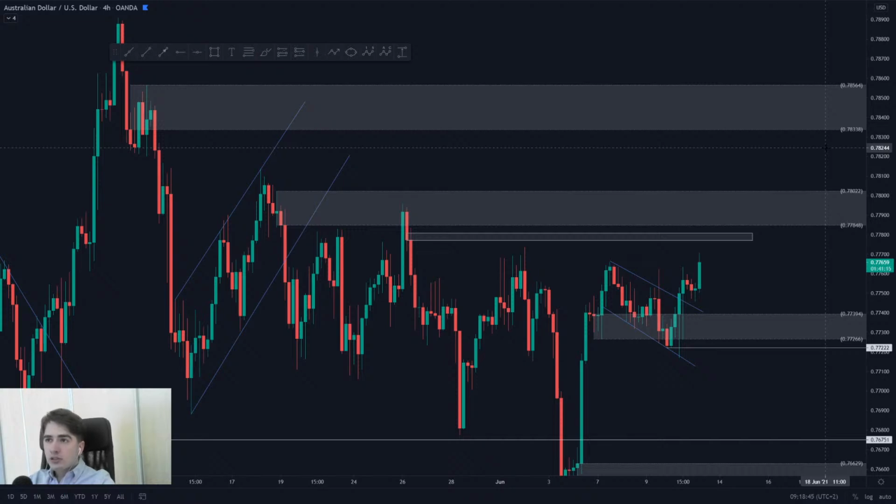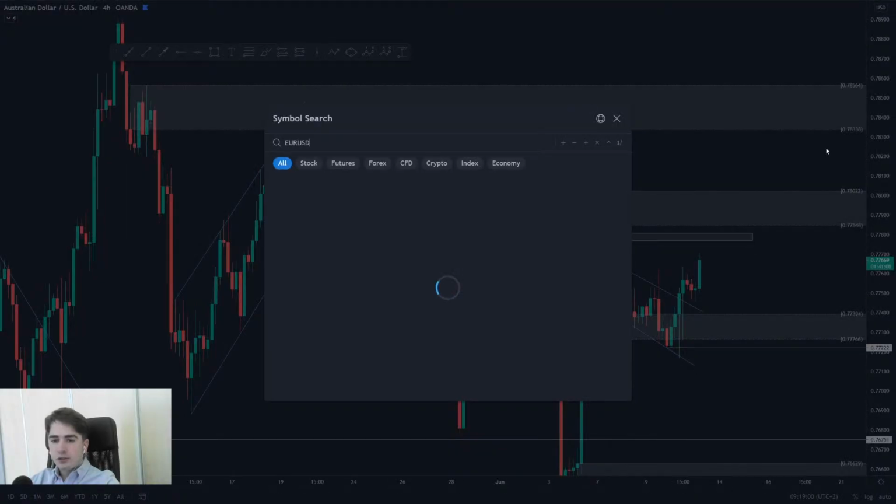So yeah, that's Aussie dollar. Let's head over to our next pair, which is euro dollar. And yeah, definitely pound dollar is also going to come. I will also do CAD Swiss. Gold is also there, and pound Swiss will also be discussed. So yeah, let's head over to euro dollar.